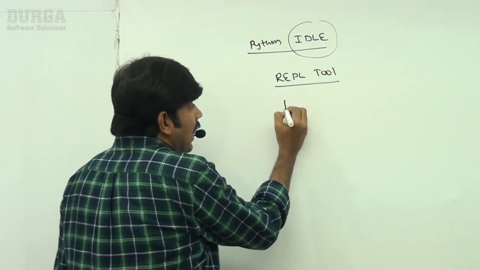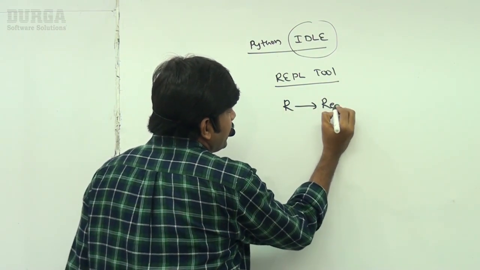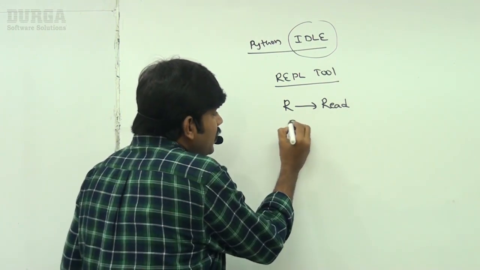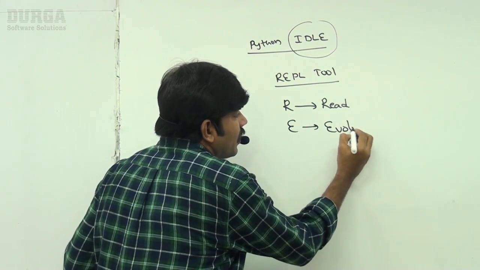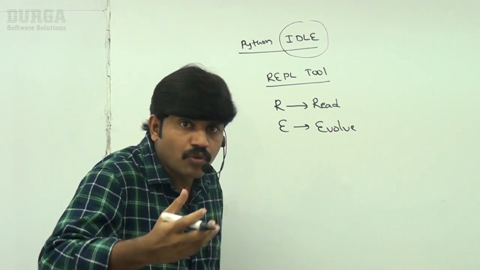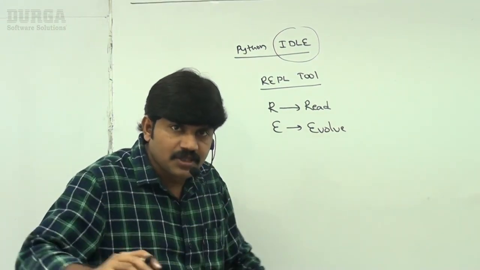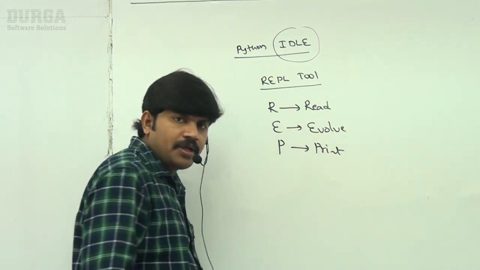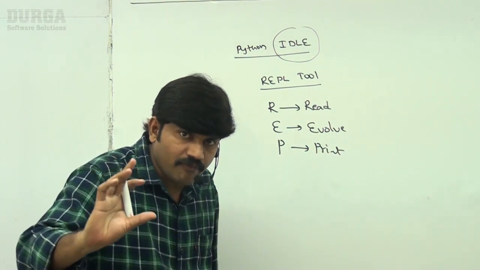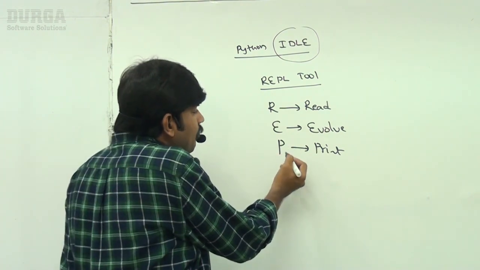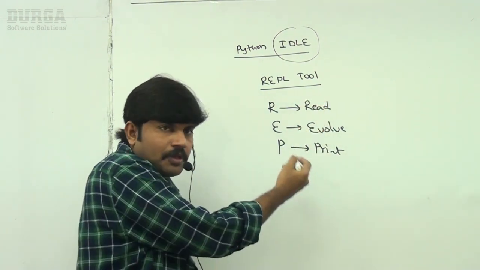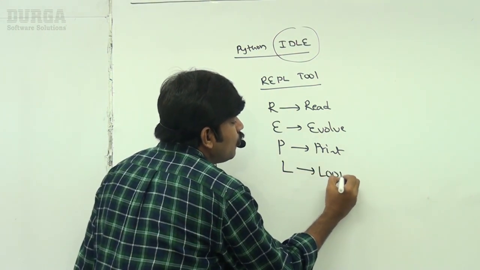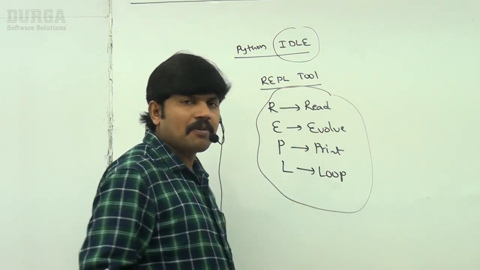Okay, R means read. Read the code whatever you type. Next, E means eval: evaluate what this code has to do, execute it. And P means print: print the result to the console. And then repeat this process again and again. That is called L. L means loop, sir. Are you getting it? It is the REPL tool.